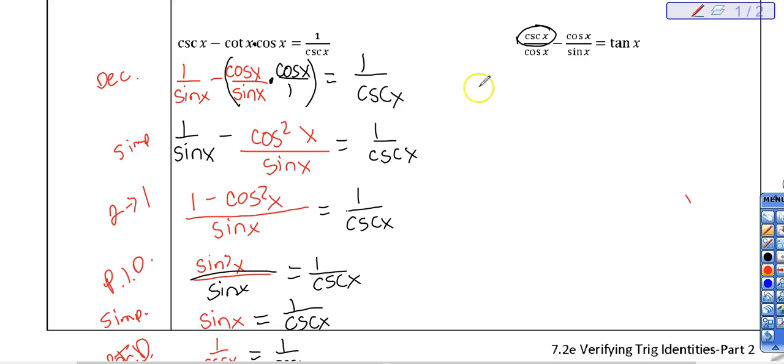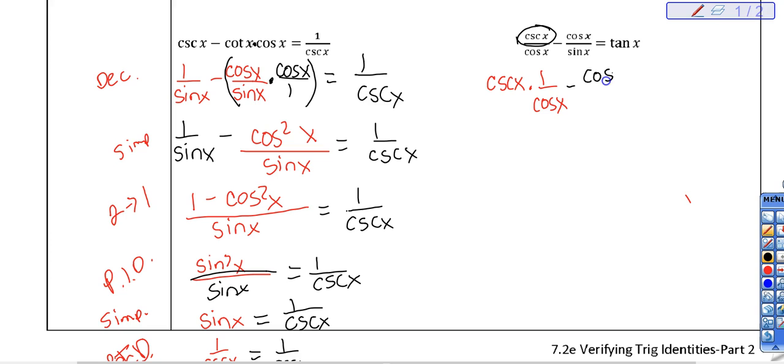But I'm wondering, do we want to rewrite this as a multiplication problem? So cosecant x times 1 over cosine x. So that I've changed this division into a multiplication. Do you see it?